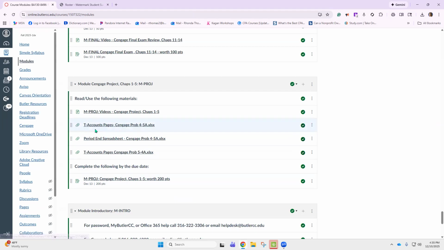These two here are the T account pages for Cengage problem 5.4 and Cengage problem 4.5a. Those are the T accounts. You'll see me use them in the video. I would download it and use it in Excel, or you can print them out. I'm going to give the ones that are here in person a copy of those. And then there's the period in spreadsheet.